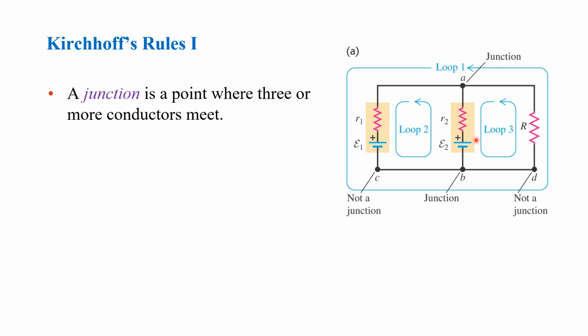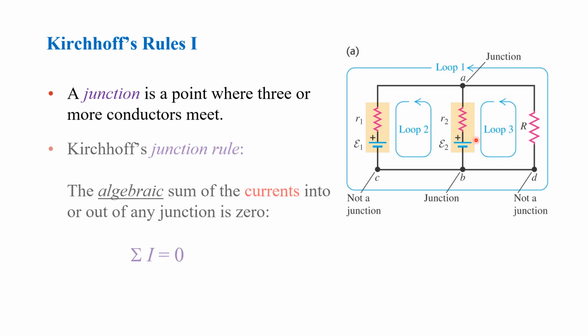What's your Kirchhoff's first rule? It's called your Kirchhoff's junction rule, and it states that the algebraic sum of the currents into or out of any junction is 0. Again, the algebraic sum of the currents into or out of any junction is 0. We have seen earlier that for this network, you have 2 junctions A and B, and according to Kirchhoff's first rule, your junction rule, the algebraic sum of the currents into or out of any junction is 0.